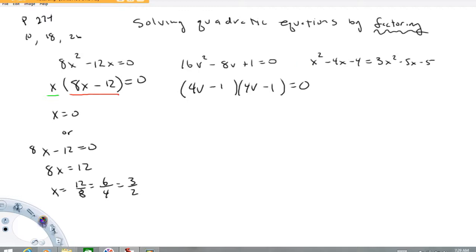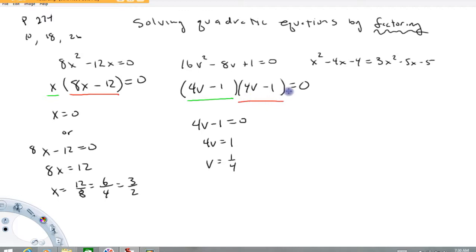Now what we have, the product of two things equals 0. So either the first thing equals 0 or the second thing equals 0, either one. So I'm going to start with the first. 4v minus 1 equals 0. This is solved by, let's see, adding 1 to both sides, dividing both sides by 4. So v equals 1/4 is the solution for this part of it.